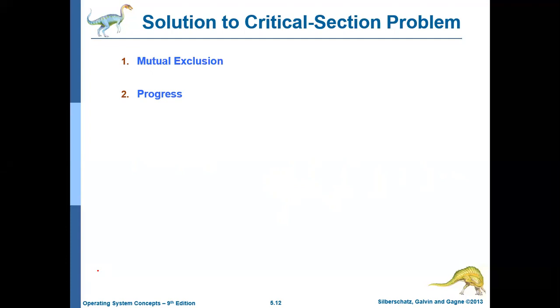Progress means, if currently no processes are in the critical section, and one process wants to enter the critical section, then the decision whether the process should be allowed to enter the critical section or not should not be postponed indefinitely. That is called progress.